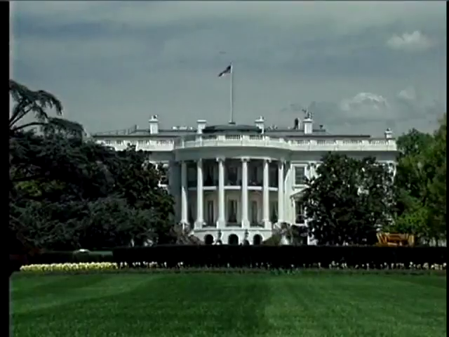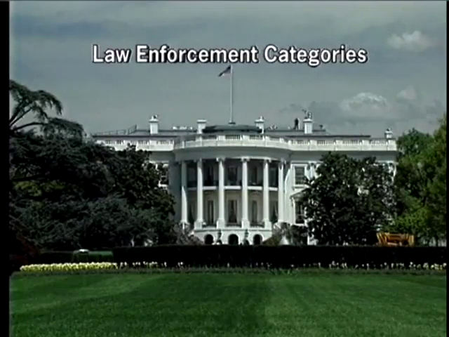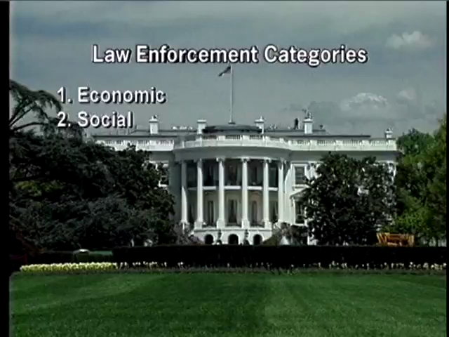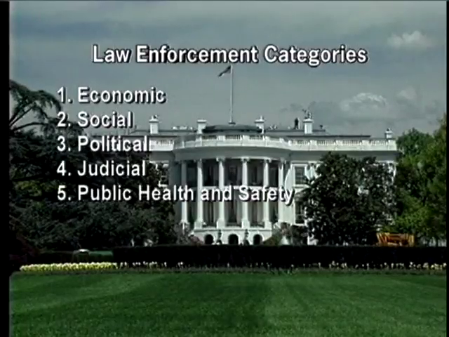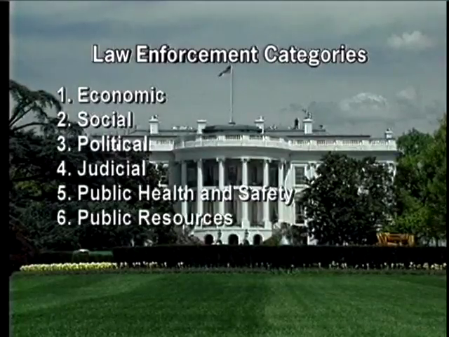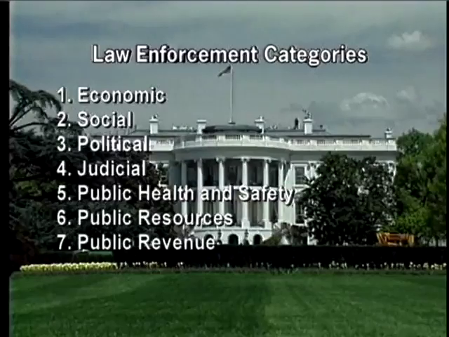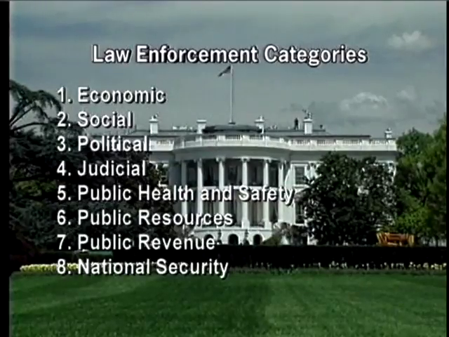You know, we don't really think of the president as being a law enforcement power, but that's because we traditionally only think of law enforcement as uniformed officers. There are 8 categories of law enforcement within the executive branch of government: economic, social, political, judicial, public health and safety, public resources, public revenue, and national security.